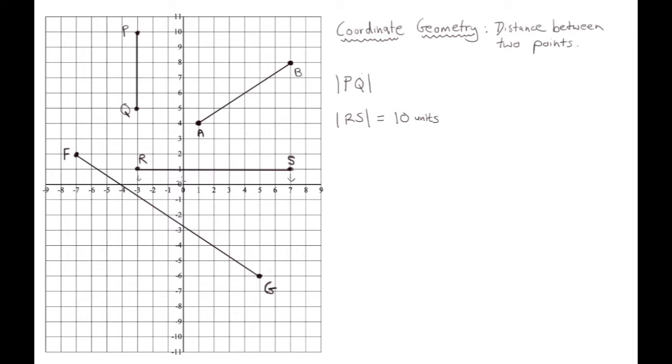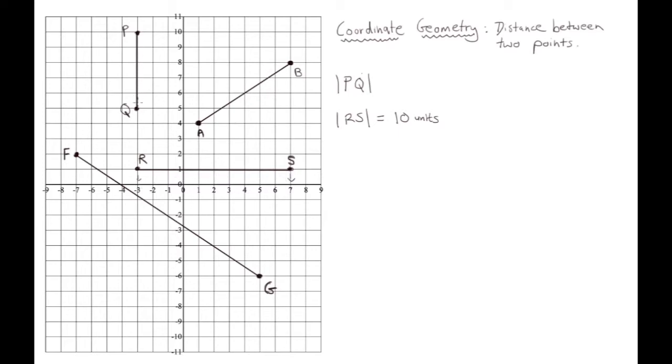Now, another way of looking at this is, well, the distance between 0 and 7 is 7. And then the distance between 0 and -3 is 3. So 3 plus 7 is 10. So you can count it out, or you can look at the difference between the 0 and the -3, and the 0 and the 7.